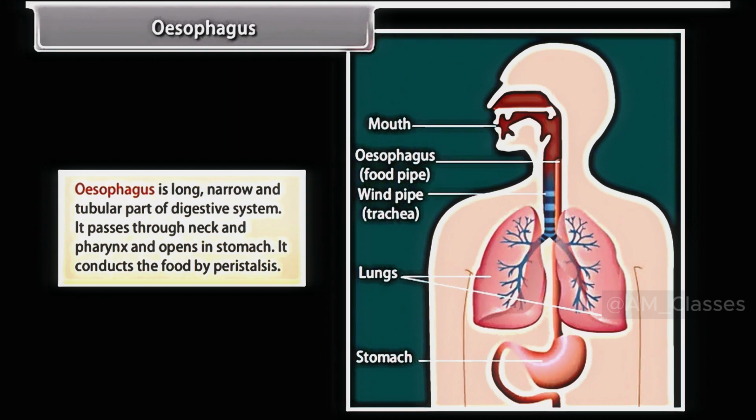Esophagus. Esophagus is a long, narrow, and tubular part of the digestive system. It passes through neck and pharynx and opens in stomach. It conducts the food by peristalsis.